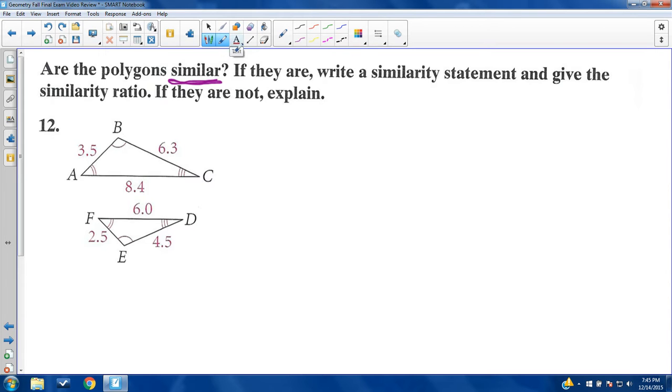There is a similarity ratio that you can find. We could set up a proportion from one triangle to the next. Now, the only way that that's going to work really is if you make corresponding parts line up well. And that's what I always love to do first.